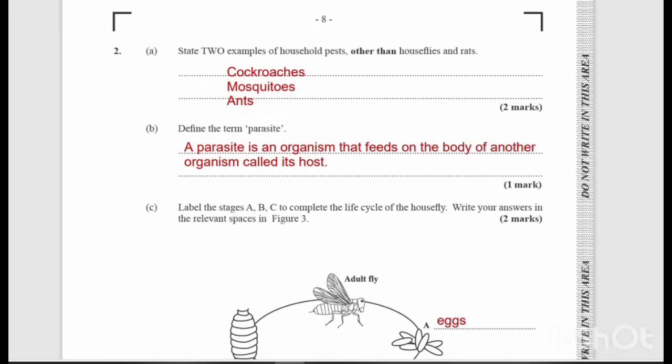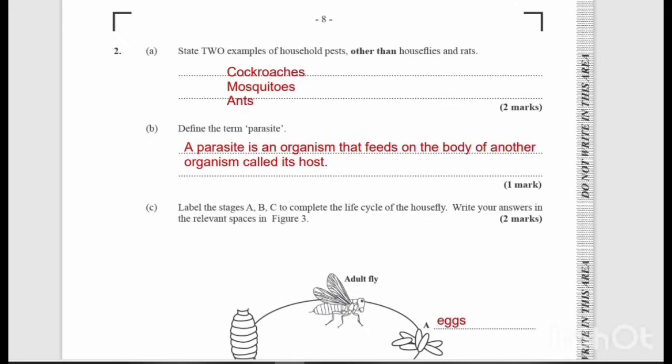We're finished with the graph. State 2 examples of household pests other than houseflies and rats. And the answers would be cockroaches, mosquitoes, and ants. Those would be the answers that would give you your 2 marks. Even though they asked for 2, I gave you 3. Now the other part of the question says to define the term parasite. A parasite is an organism that feeds on the body of another organism called its host.